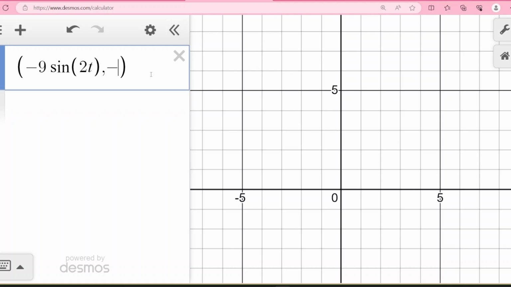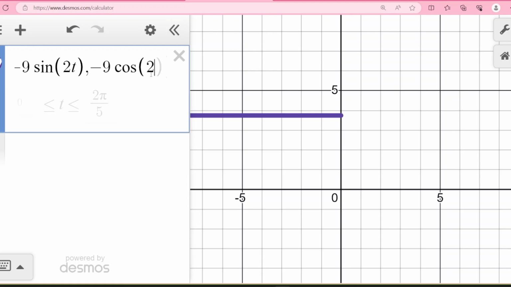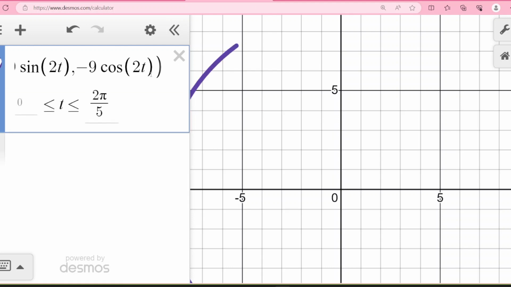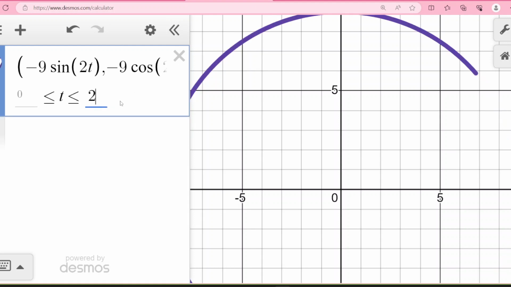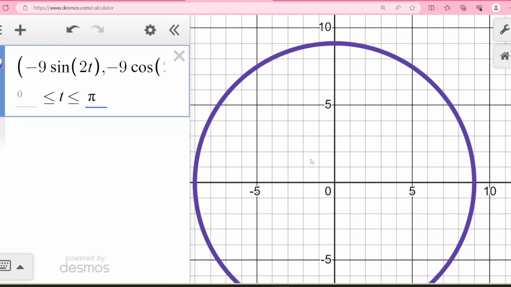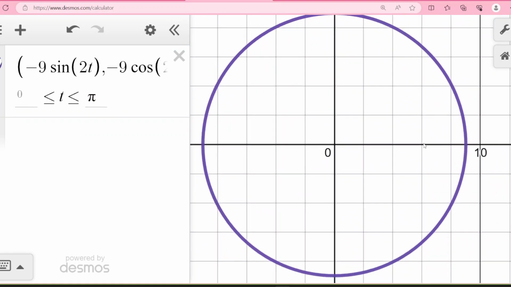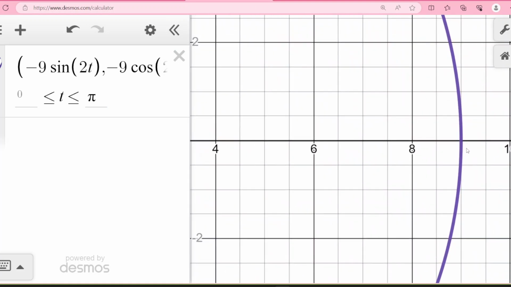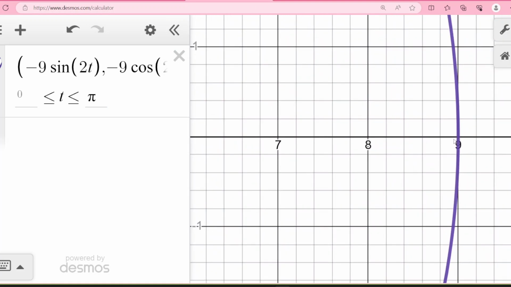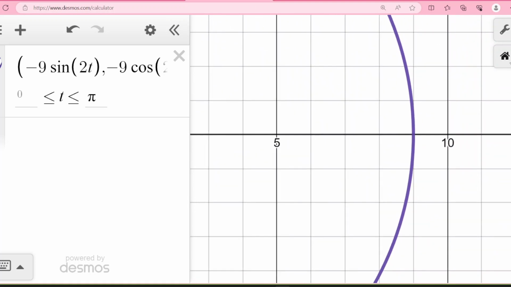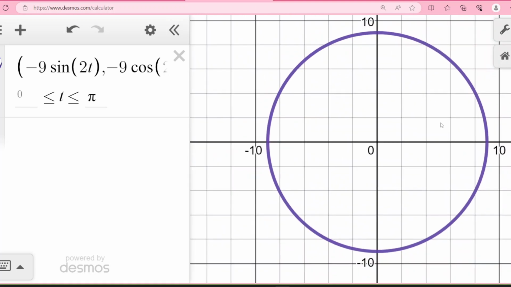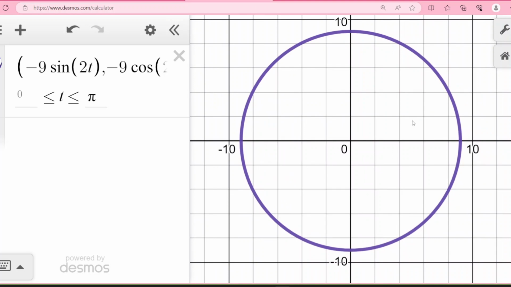And then the y coordinate was negative 9 times the cosine of 2t. And because these are trigs, I'm going to go from 0 to, now the period for sine of 2t and cosine of 2t would just be pi. I can just go 0 to pi for t to get the whole circle. When you see this circle with a radius of 9, that's everything 9 units away from the origin. Circle, radius of 9, center at the origin.